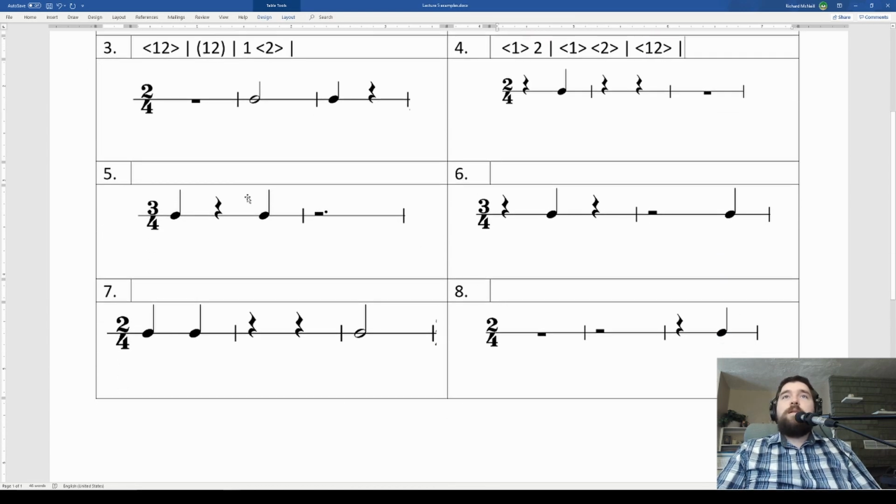Now on these next ones, I want you to try and see if you can figure these out before I write it down. Okay, so this one is a quarter note, quarter rest, quarter note. How many beats does each one of these get? Okay, 1 beat apiece.